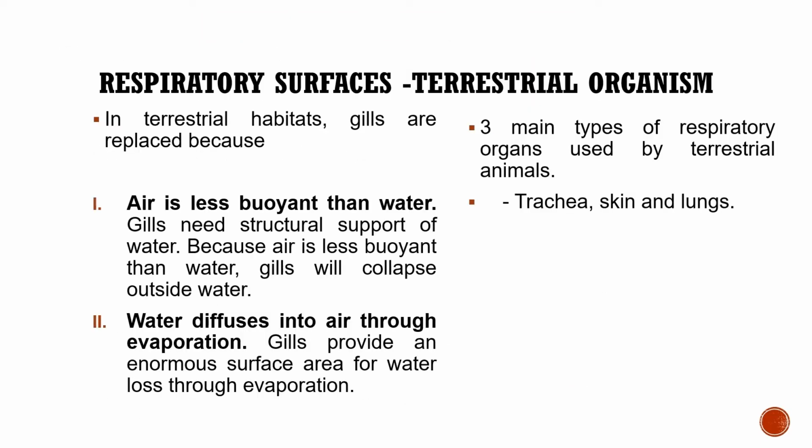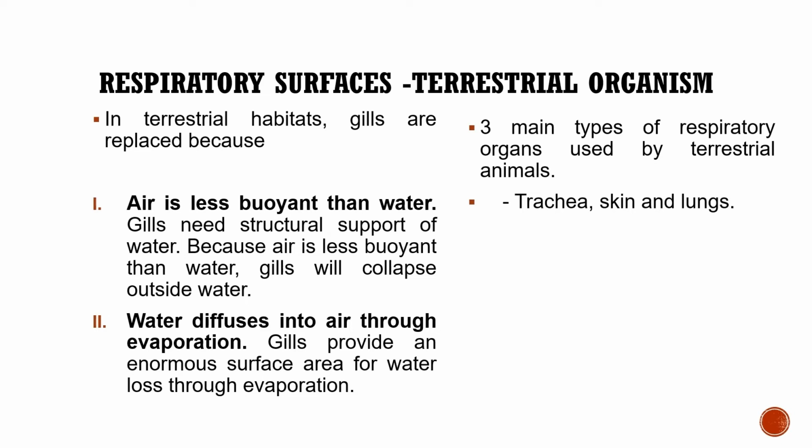Now, we're going to discuss the respiratory surfaces on terrestrial organisms. Before that, we're going to discuss why gills are not really suitable for terrestrial organisms. In terrestrial habitats, gills are replaced because, number one, air is less buoyant than water. Gills need the structural support of water. Gills will collapse outside water.